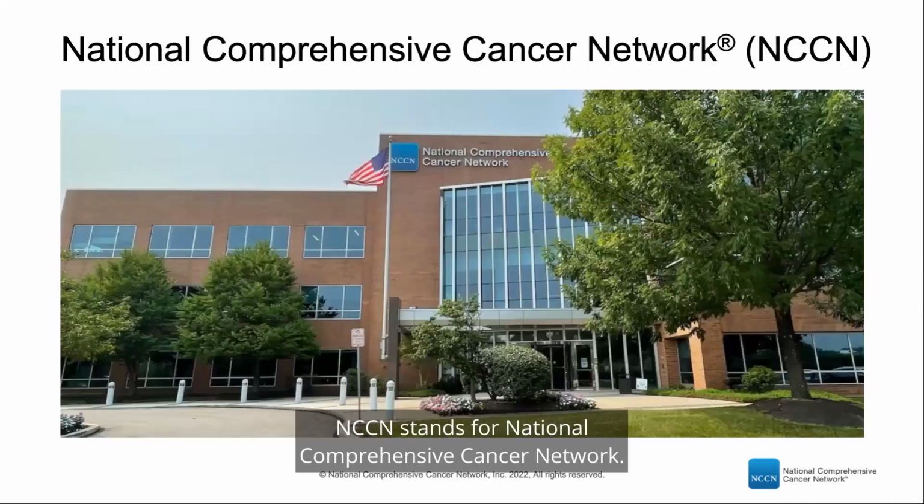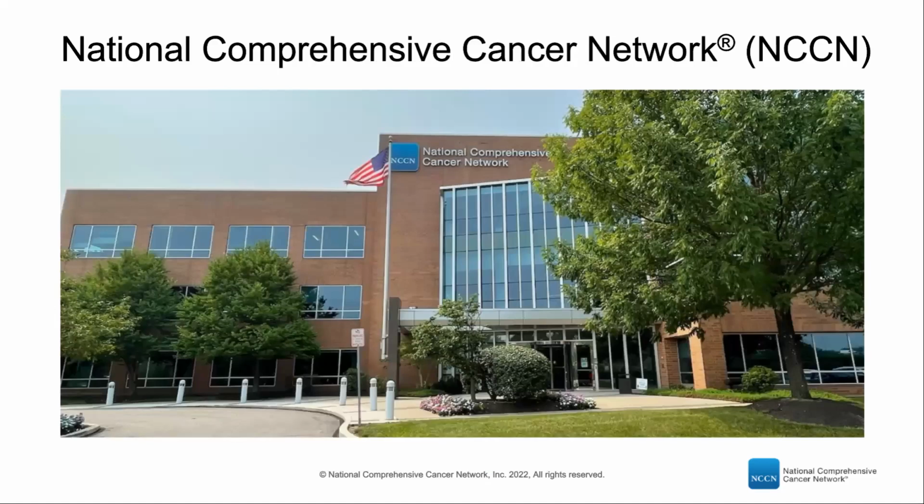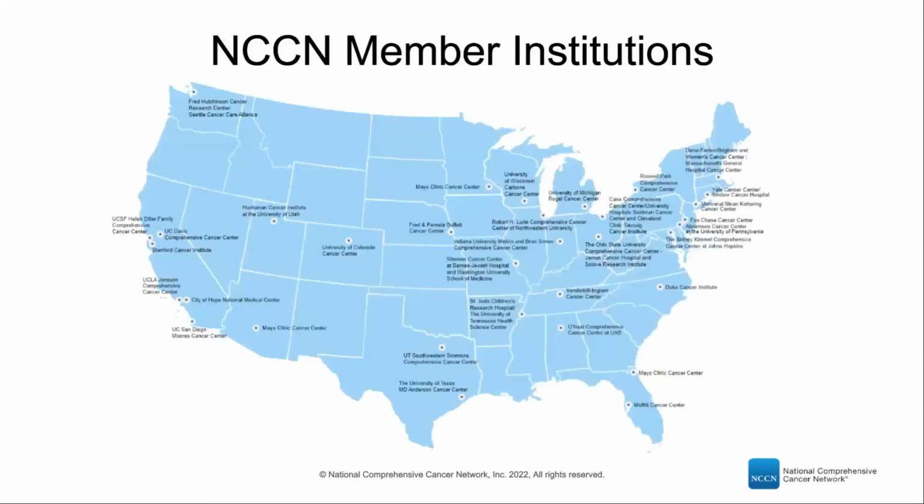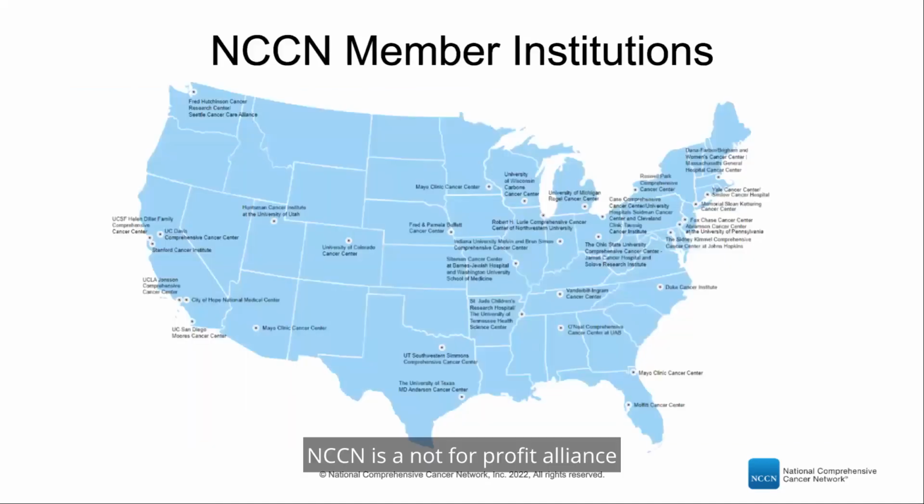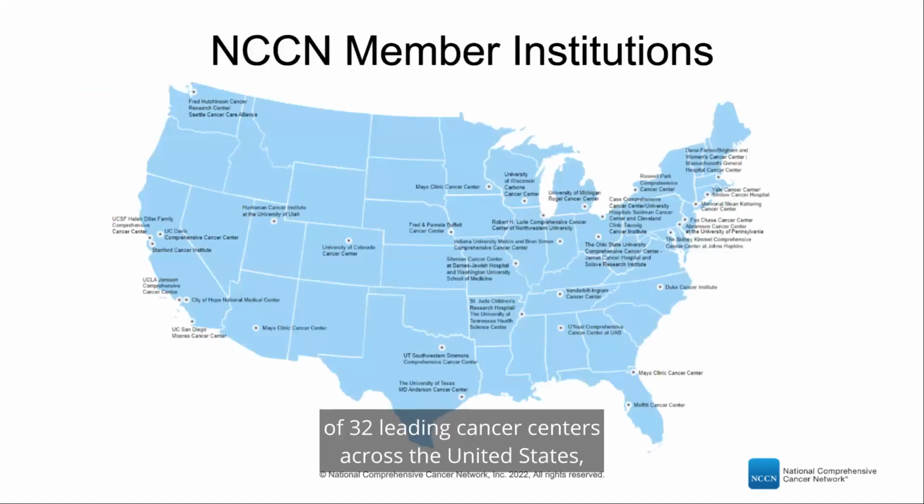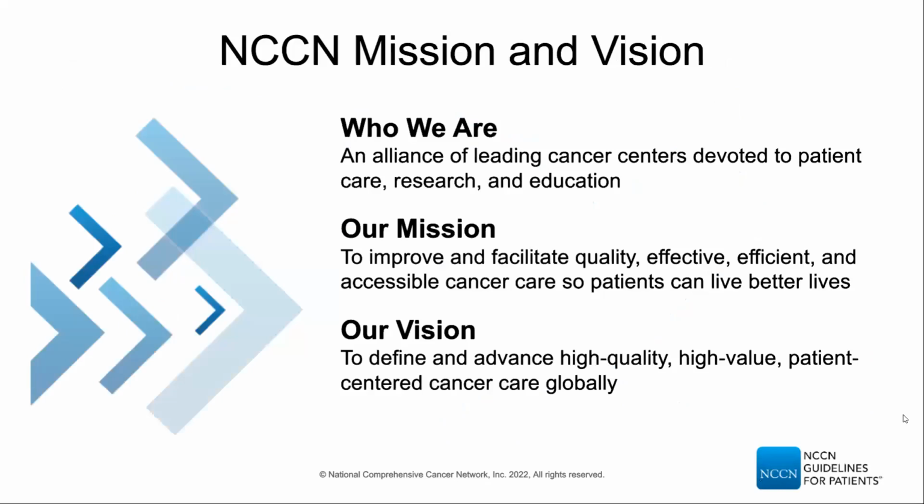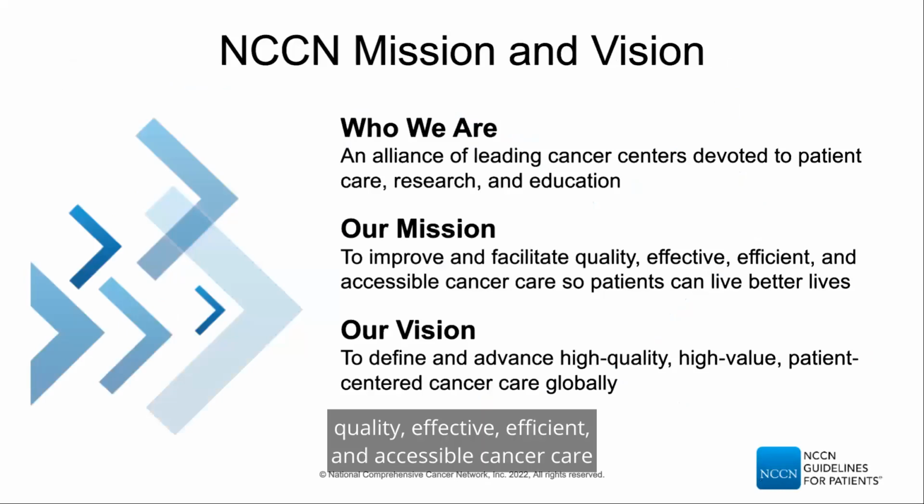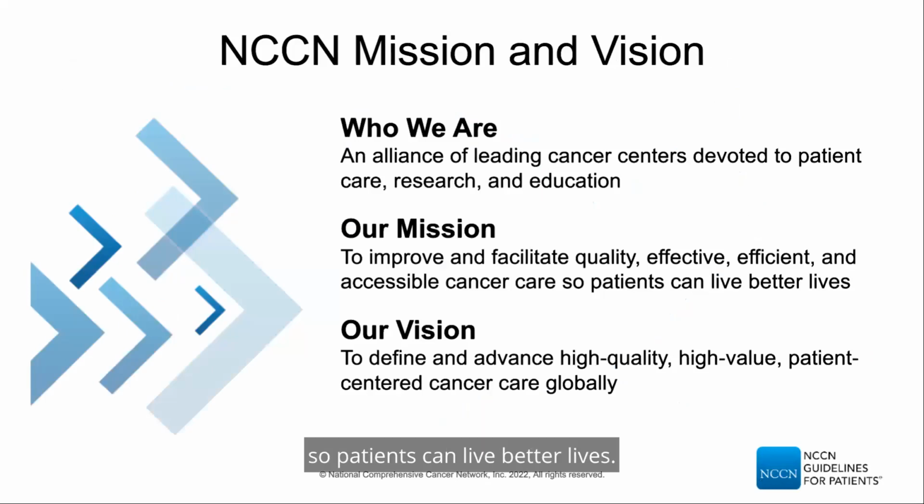NCCN stands for National Comprehensive Cancer Network. We are located in Plymouth Meeting, Pennsylvania, just outside of Philadelphia. NCCN is a not-for-profit alliance of 32 leading cancer centers across the United States, devoted to patient care, research, and education. Its mission is to improve and facilitate quality, effective, efficient, and accessible cancer care so patients can live better lives.